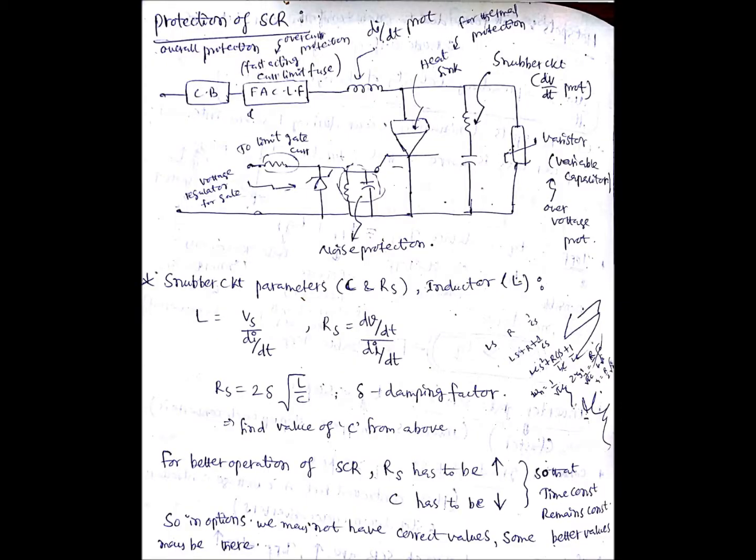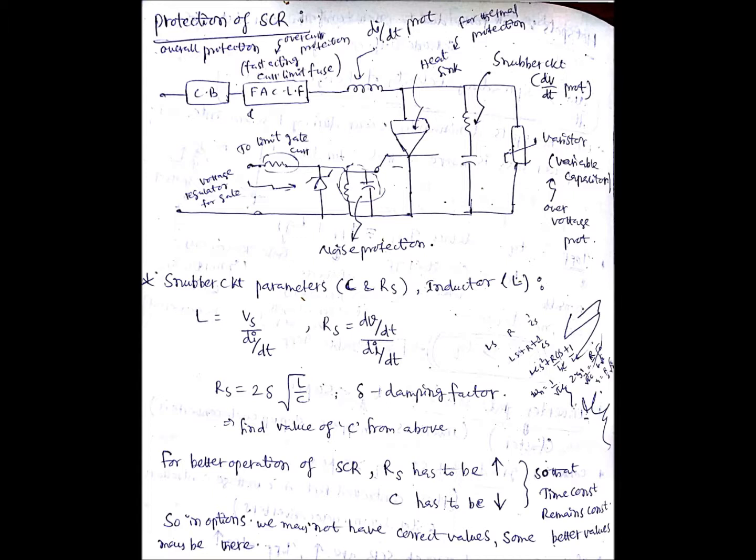To the protection of SCR. So the protection of any device should be done using some components. Here in one circuit I have mentioned all the components and their purpose in protection. Coming from the left side, the first component is CB. CB is nothing but circuit breaker, and it is useful for overall protection of the device.